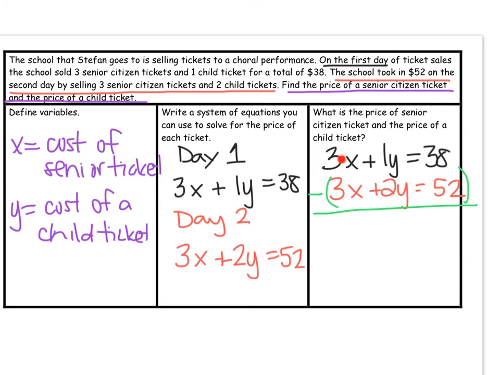And when we do that, 3x minus 3x cancels. 1y minus 2y gives us a negative 1y. And 38 minus 52 gives us a negative 14. Divide each side by negative 1, and we get y equals $14, and that is the cost of a child ticket.